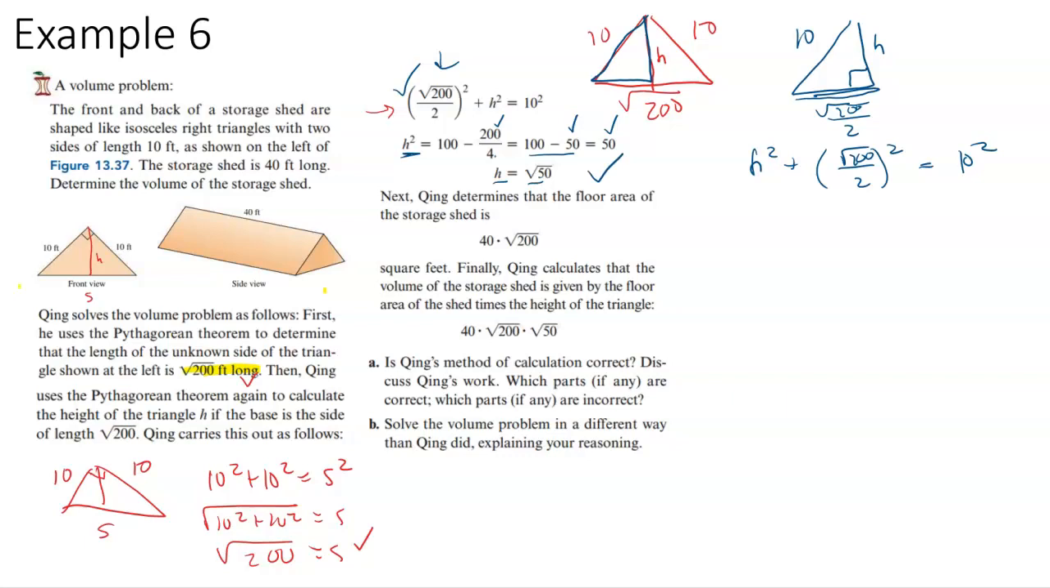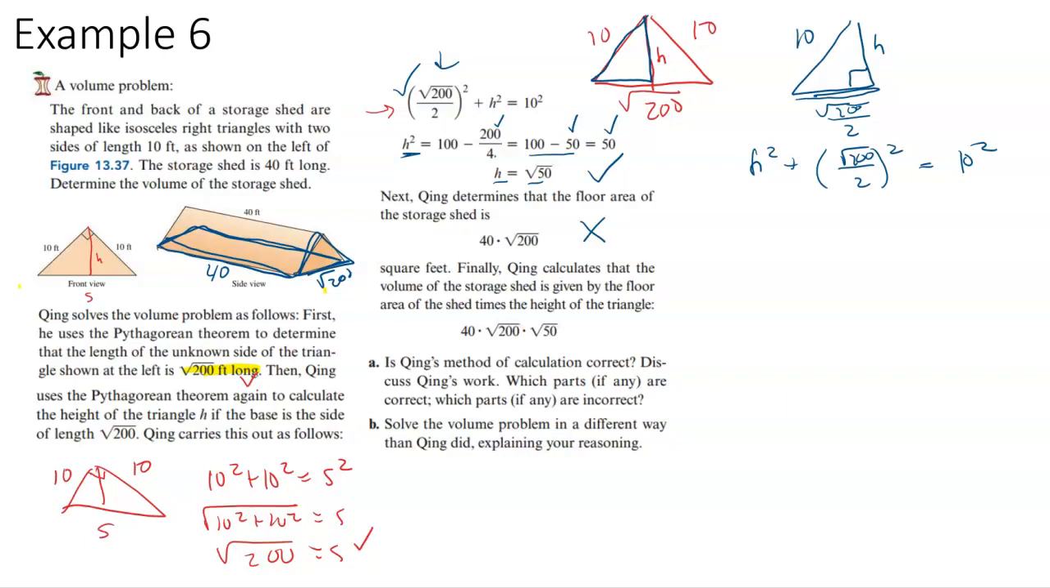So then he determined the floor area of the storage shed as 40 times the square root of 200. So he decided that that is the area of the base, and that is incorrect. When we find the volume, the base here is actually the triangle. So that is where Xing is incorrect. So now we need to solve it in a different way.